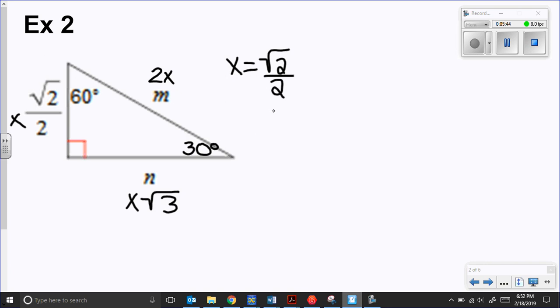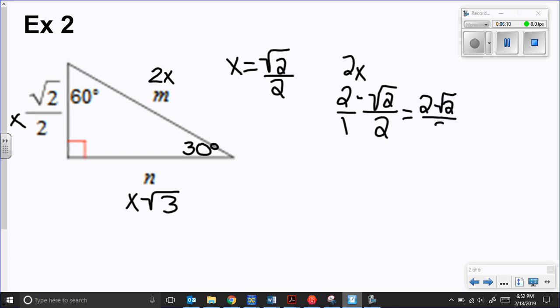Okay, so now let's try to find the hypotenuse, which we need to do 2 times x, which is 2 times square root of 2 over 2. Okay, so then we can put this over 1, and that's where we get 2 times the square root of 2 over 2. And then we can simplify here, which equals the square root of 2. Okay, so now we know that m is equal to the square root of 2.